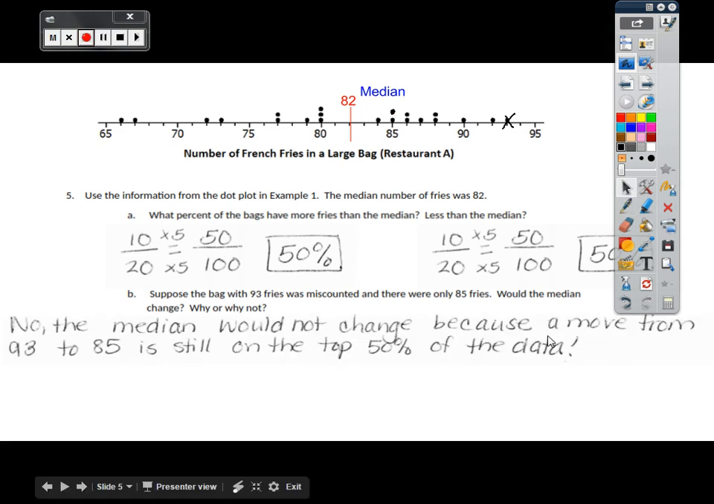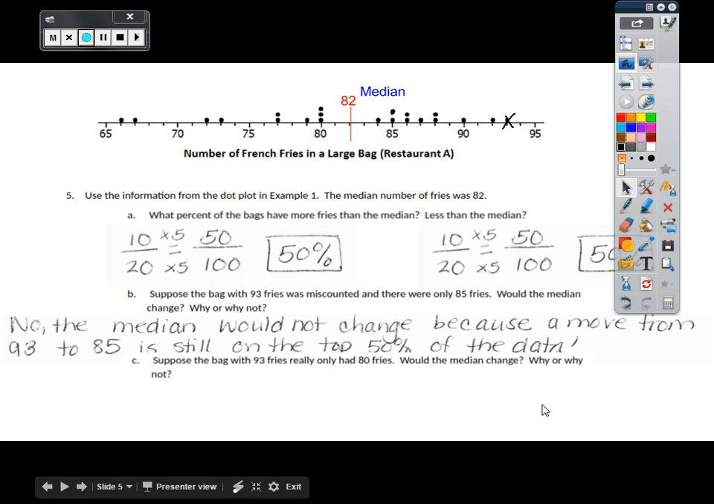The median would not change because a move from 93 to 85 is still on the top 50% of the data. So remember what the median's job is. It's to cut the data in half so that there's the same number of data points on the lower end as there are on the upper end. So by moving 93, I have 1, 2, 3, 4, 5, 6, 7, 8, 9, 10. 10 out of the 20 are still on the upper half of the data. So the median is still going to be 82. It's not going to change.